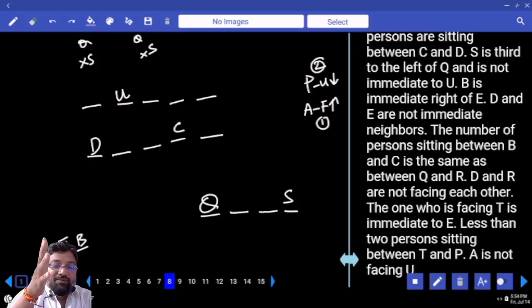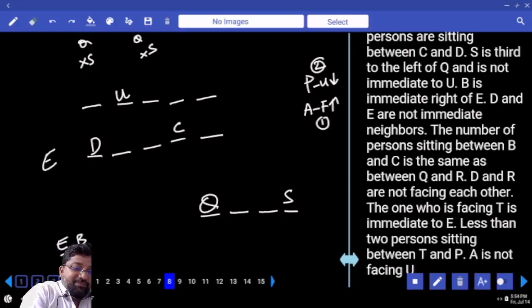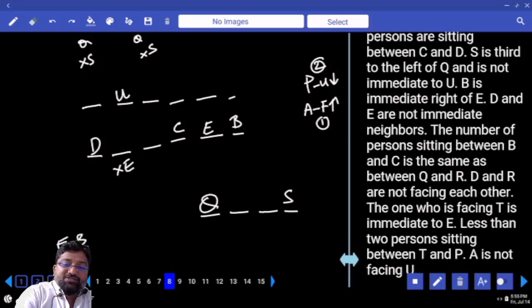See, what is the problem here is, until I write E and B here and show you, you are not able to understand that this is not the place for E and P because it is already 5 places. We can't take 2 places. Next he said D and E are not immediate neighbors. When D and E are not immediate, this is not for E. Then E has how many possibilities? Only one possibility. Yes or no?